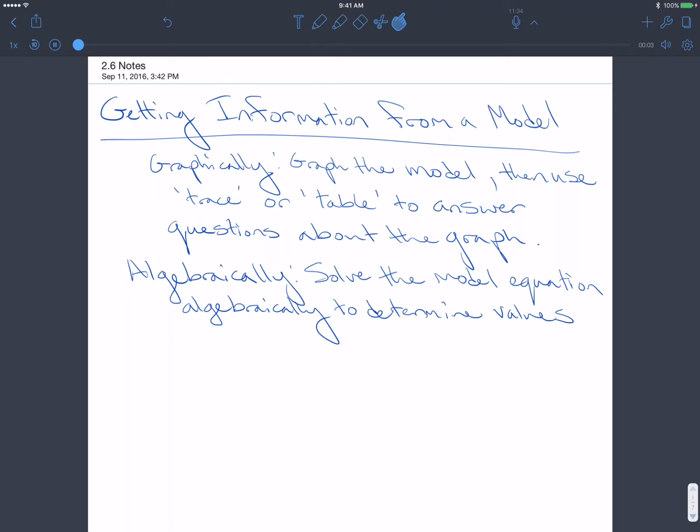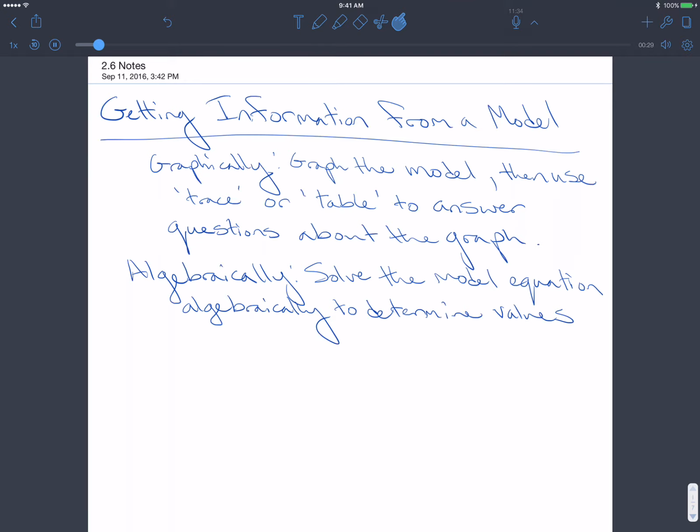2.6, getting information from a model. There's a couple different ways you can go about getting information from a model. The first of which is graphically. If you have the model and you can graph it with your calculator, then you can just use the built-in functions trace or table in order to answer questions that you have about the graph. Algebraically, you actually solve the equation to determine values that you're looking for.